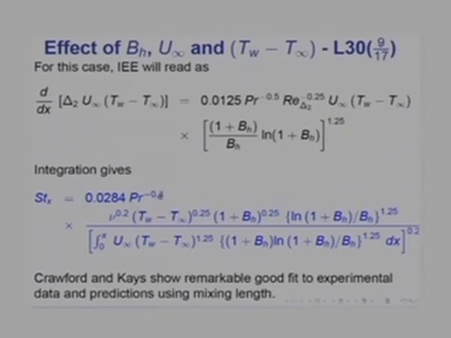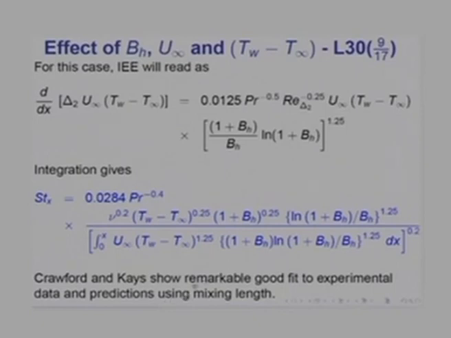Prandtl raised to minus 0.4, and then BH now varies with x. So, that is included, and you can see I can perform this integration for any arbitrary variation of U infinity, TW minus T infinity and BH, so that I can get the variation of Stanton x.